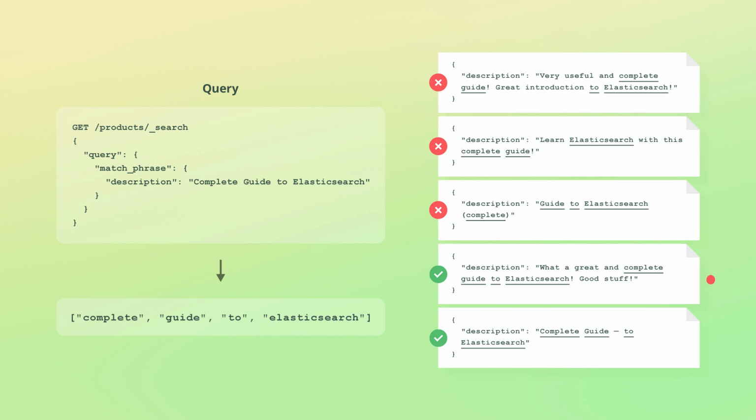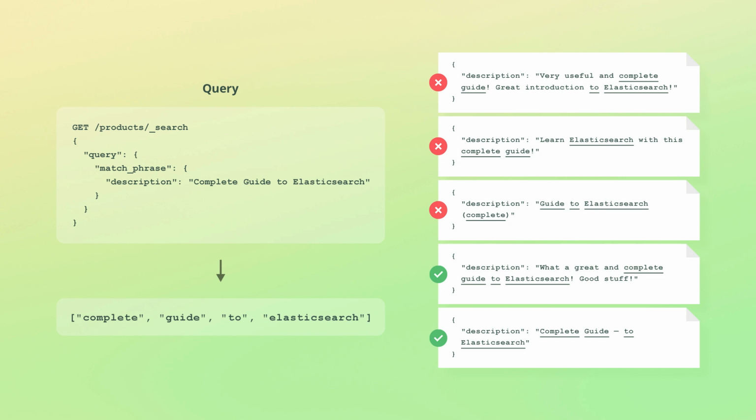This means that all of the terms appear next to each other and in the correct order, matching the phrase that we are searching for. The same is the case for the last document, where the hyphen is dropped during the analysis process, exactly as the parentheses are for the third document.